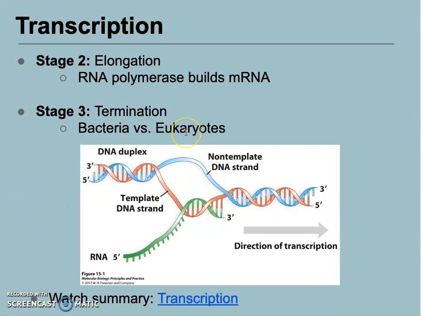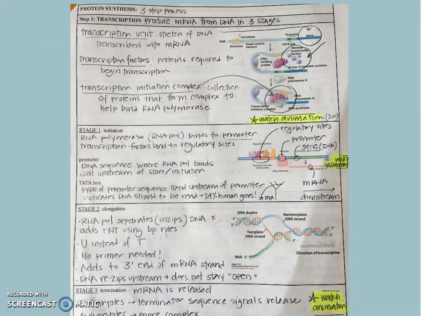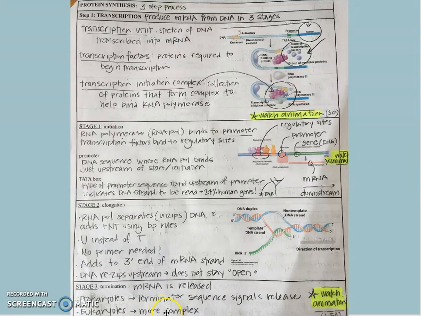In eukaryotic cells, it's more complex than that. There's a signaling process that is outside the scope of this class. So you can simply write in your notes that termination is just when the messenger RNA is released from the DNA. In prokaryotes, we have this terminator sequence. In eukaryotes, it's just more complex. You could just say that.